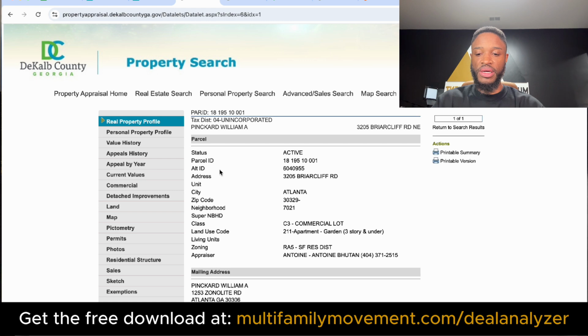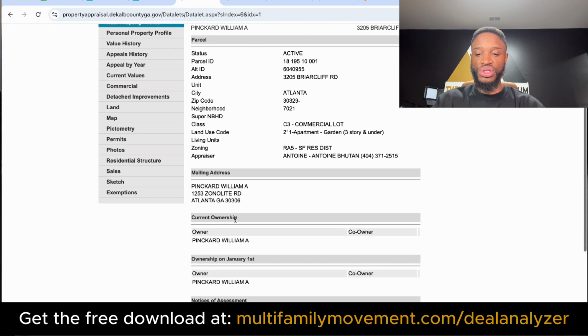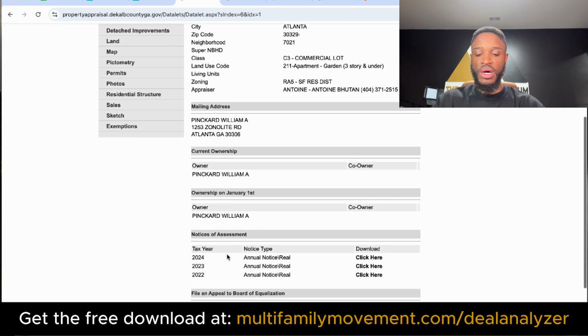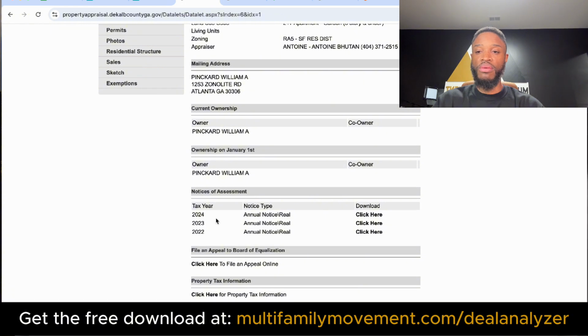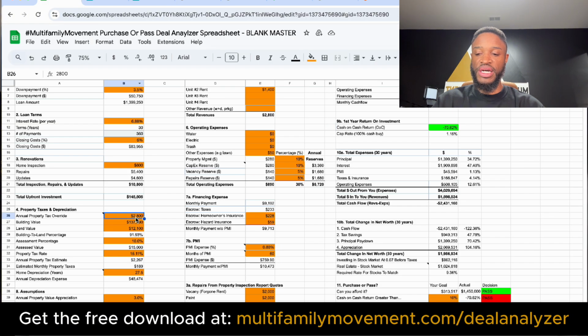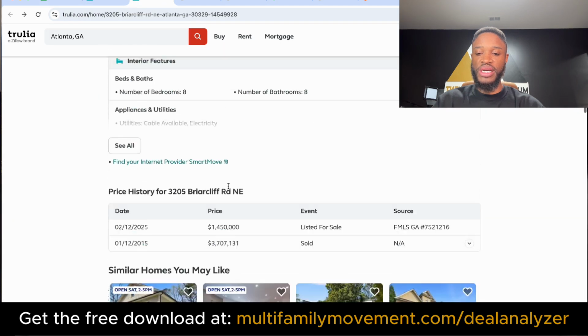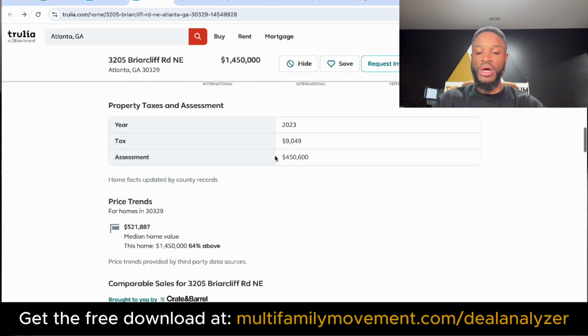So it gives you data about who owns it, the address, their mailing address, and then what we're looking for, right? If we go back to the purchase or pass deal analyzer, we're looking for the tax override, right? We know it's not $9,000. We know it's not this $9,000, or it's not going to be a year after we buy it because they're going to reassess it. A sale typically triggers a reassessment.